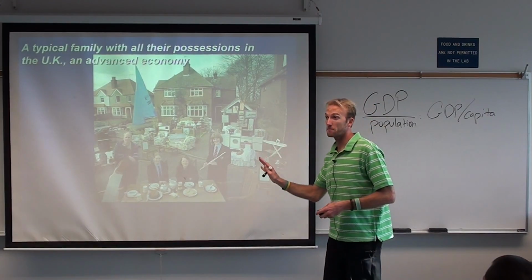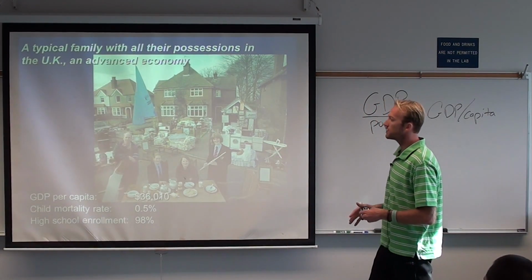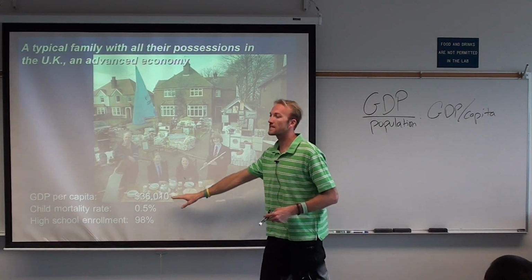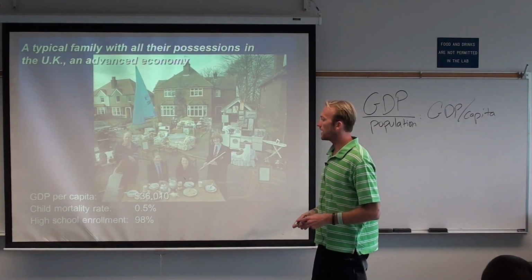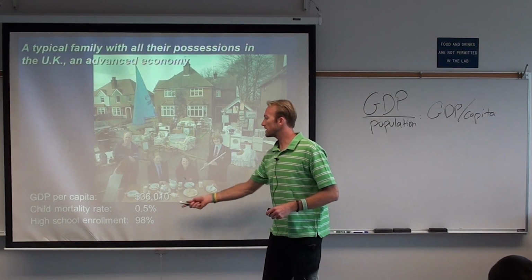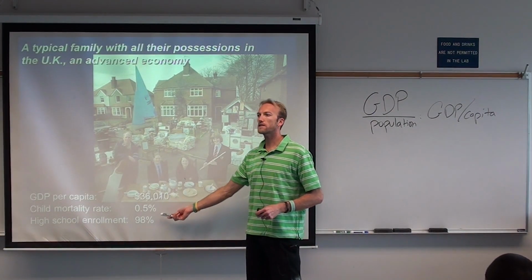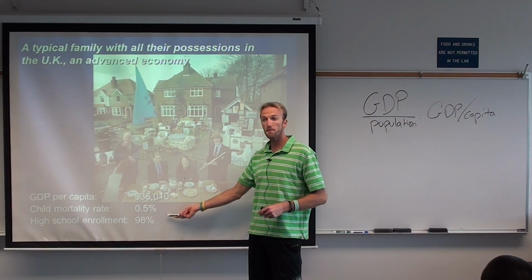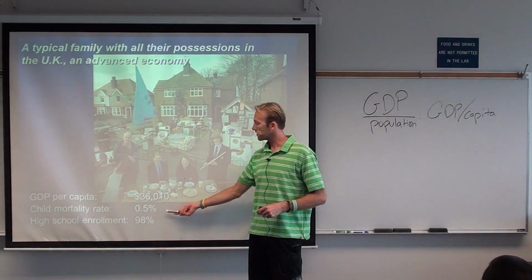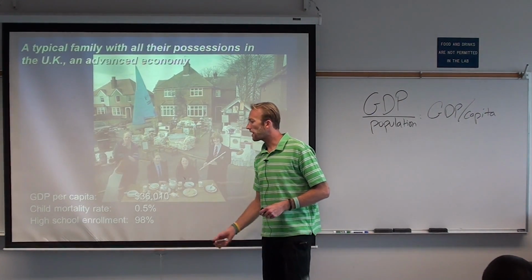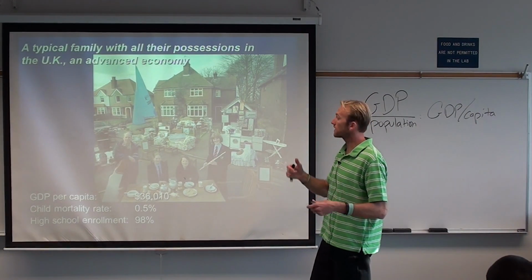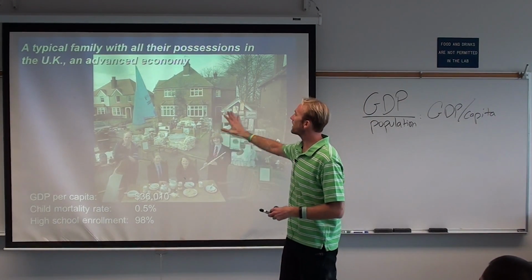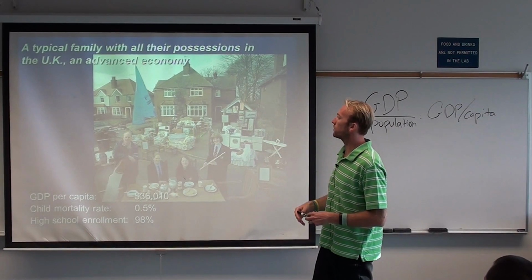So this is a high-income country, the United Kingdom. The GDP per capita there is about $36,000 per person, and these are in US dollars, by the way. The child mortality rate is very low. Child mortality rate is the percentage of children who die before they reach 5 years old. It's really low, 0.5%. And then the high school enrollment rate is very high, almost 100%, 98% of the people.